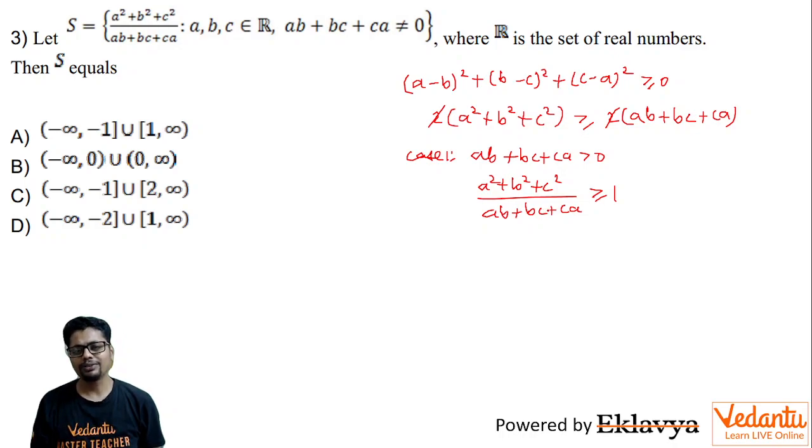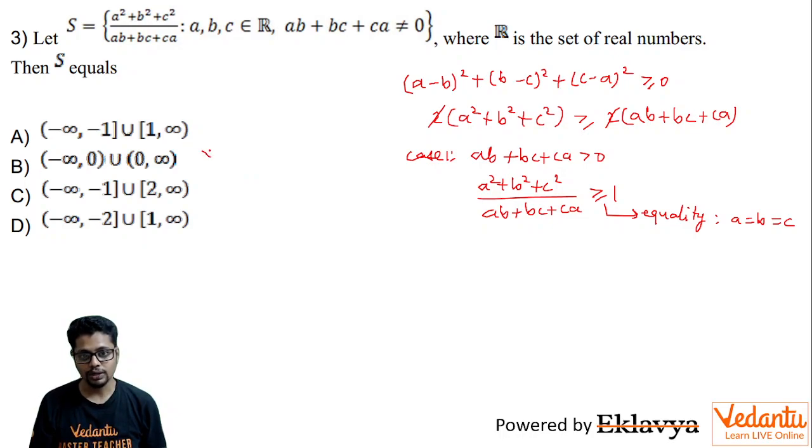Now we may wonder, what if 1 is never being attained at all, and maybe a further stricter condition is possible. We can easily understand that this equality holds when a is equal to b equal to c. Check it out. When a is equal to b equal to c, the numerator and denominator would be equal, and the ratio would be 1. So 1 is indeed being attained. That means B is not correct, even C is not correct. Why? Because 1 to infinity it should be. So among A and D we have to choose.